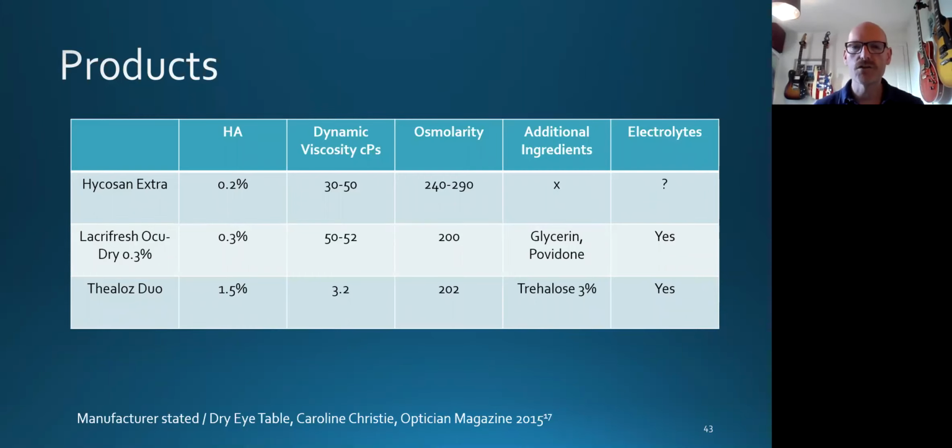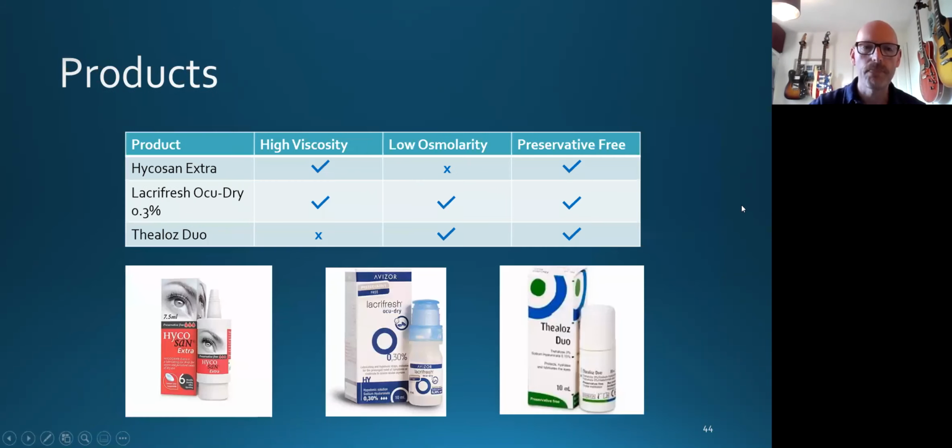If we look across at osmolarity, we can see the Lacrofresh and the Tealoz are quite significantly hypertonic. We can also see there are some additional benefits to the product with glycerin, povidone, the Tealoz as well, and the inclusion of electrolytes. So each product is not like for like. We tend to look at this headline value for hyaluronic acid, but there's a lot of other stuff going on in the formulation as well.